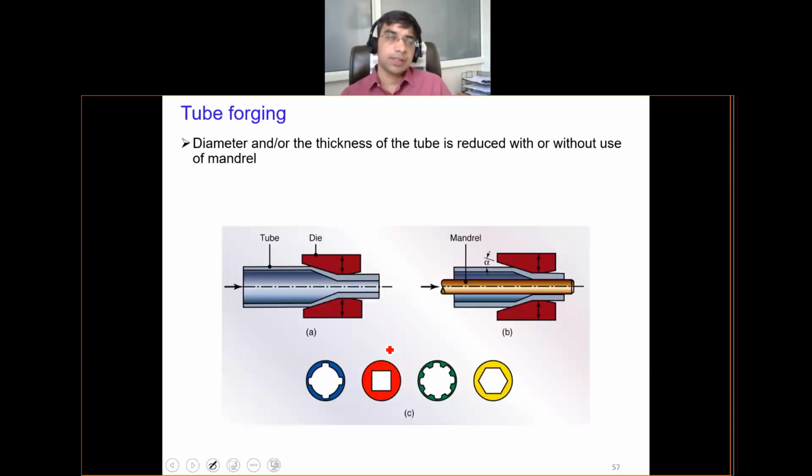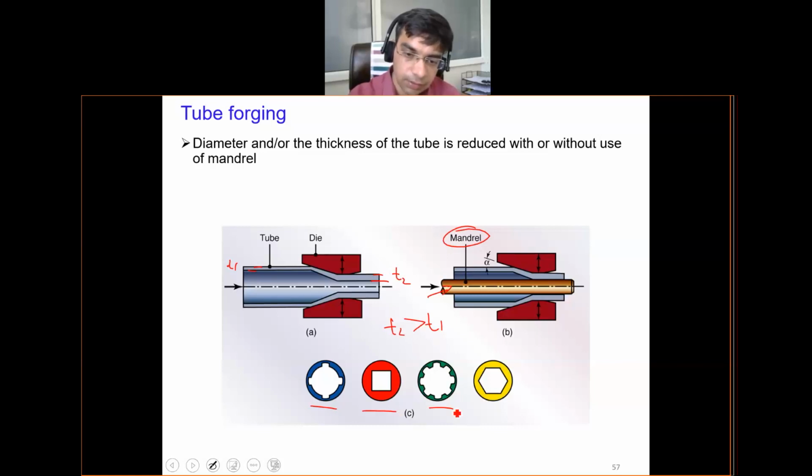And this is the last process which we are discussing under forging. Forging is also used to change the thickness of a tube. You see here the tube has a thickness of say value T1, and after being passed through the die it becomes value T2, where T2 is greater than T1. So this type of tube forging is also possible. Additionally, by inserting a mandrel in between, which can be of different shapes, you can also change the internal surface of the tube to a variety of shapes. This is also possible by the forging process.